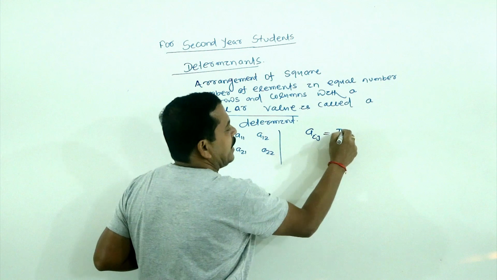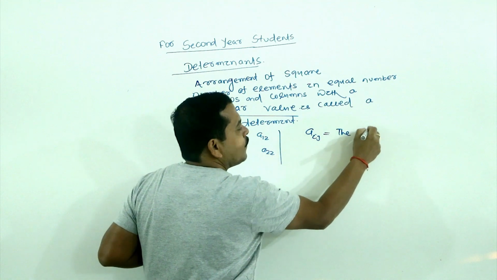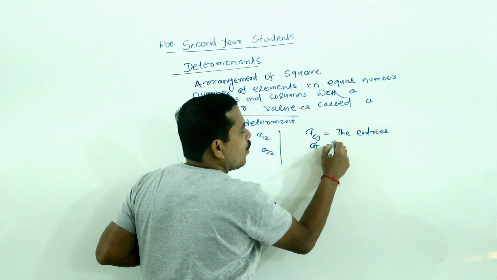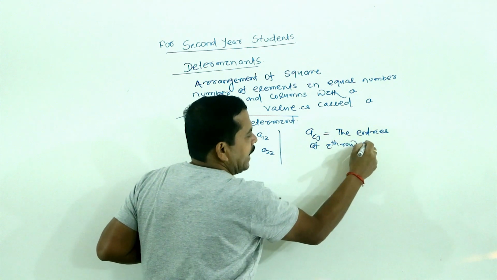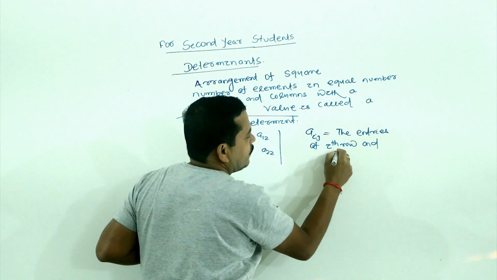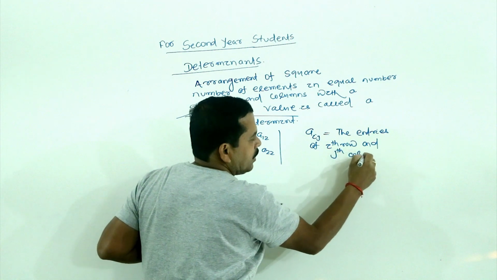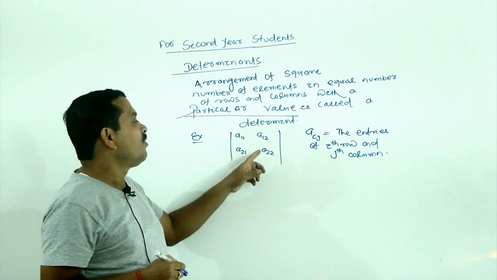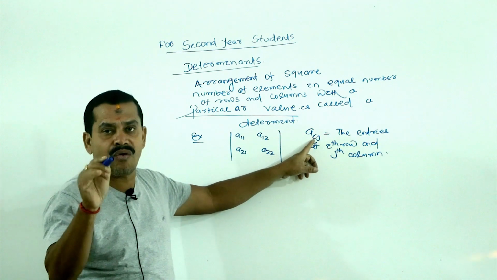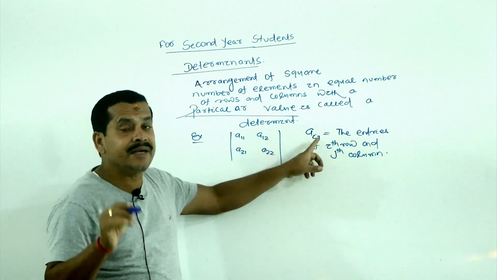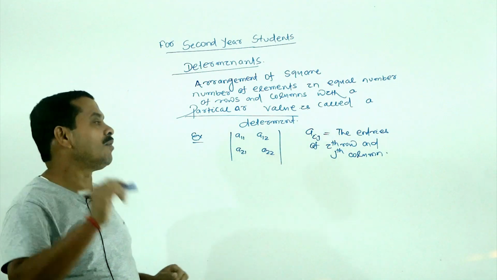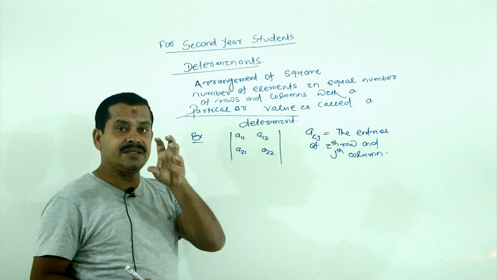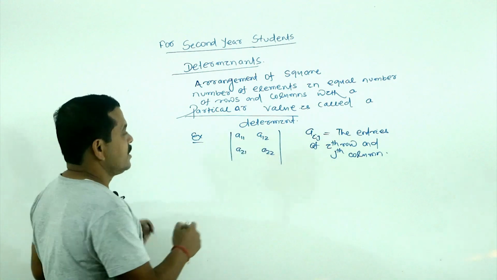means the entry of ith row and jth column. That is Aij. Similarly, the first suffix represents the row number and the second suffix represents the column number. So that is the general representation of a second order determinant.